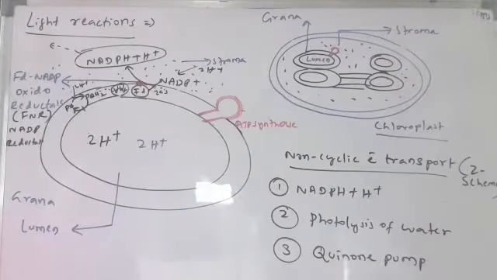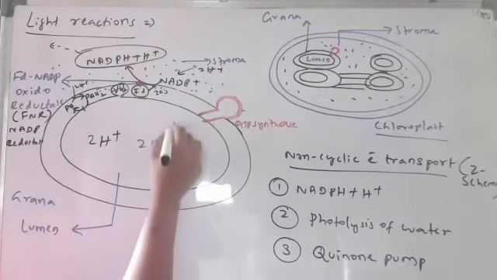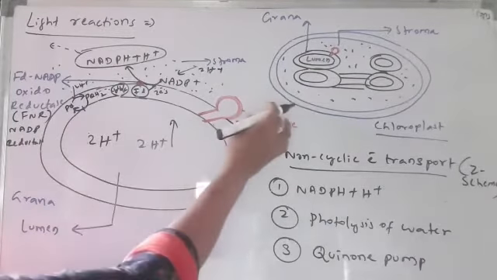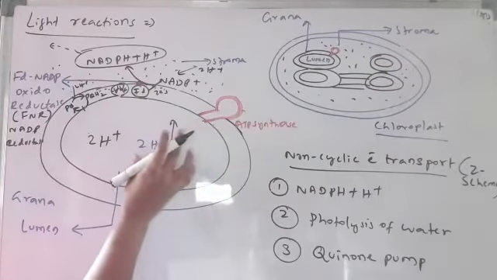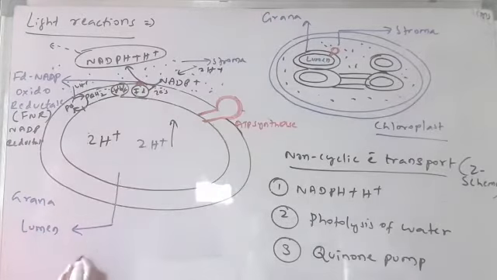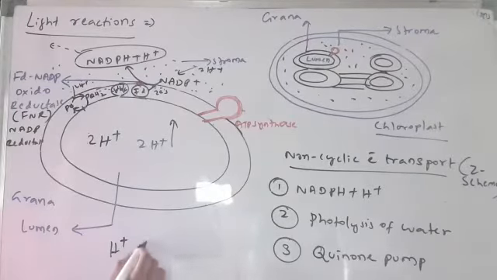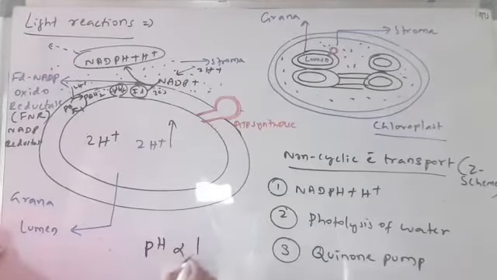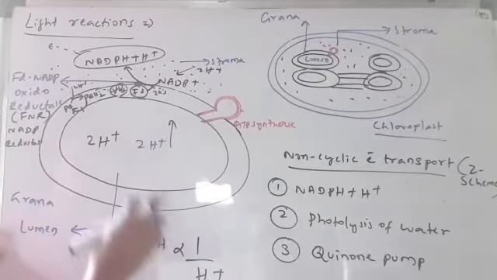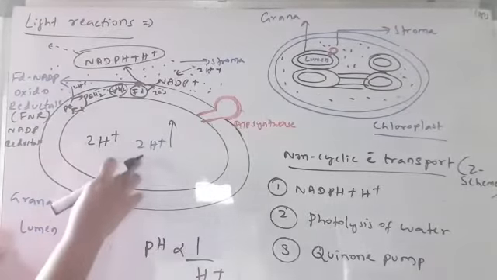Due to these reasons, there is a concentration gradient. Protons are more in the lumen and the proton concentration is less in the stroma. If you remember, in the lumen the pH is acidic, there is low pH, because the pH is inversely proportional to the proton concentration. More protons means less pH, so it is acidic here.